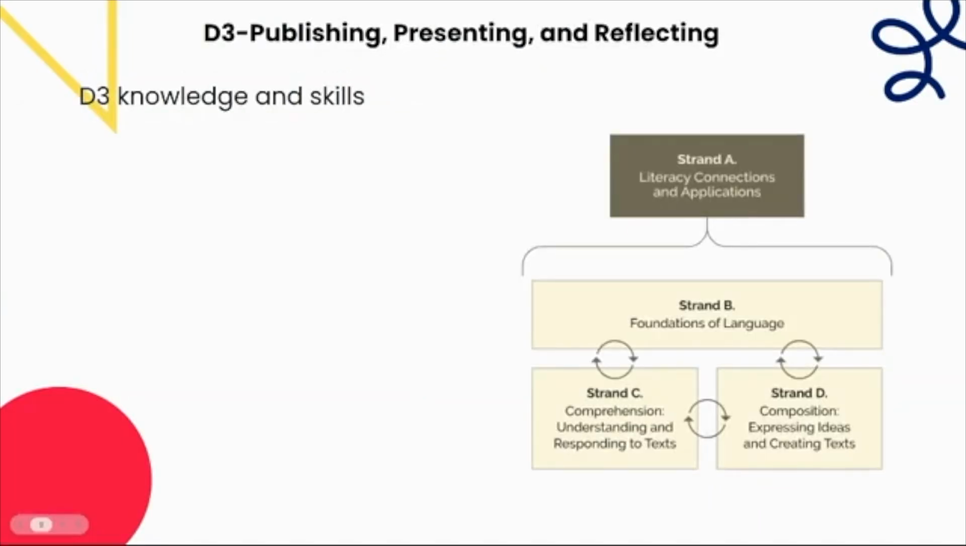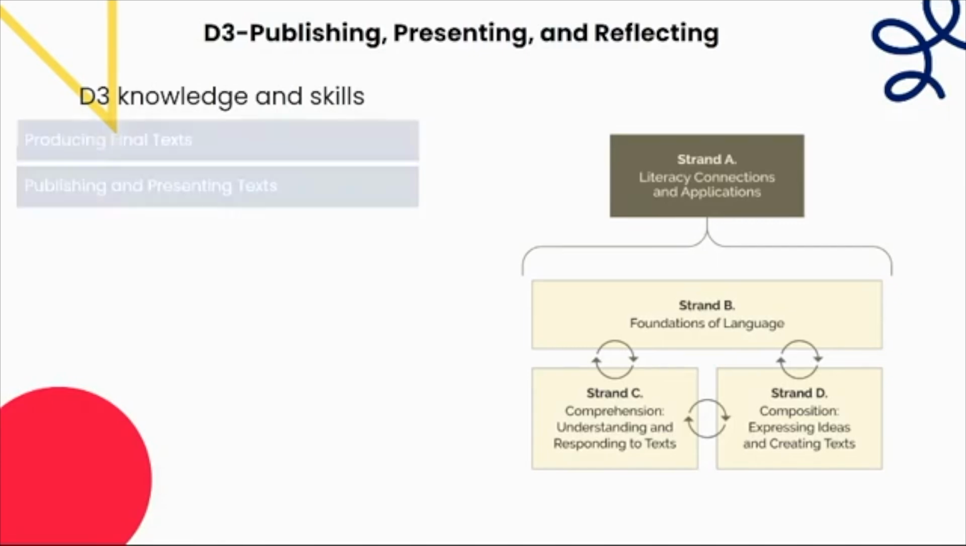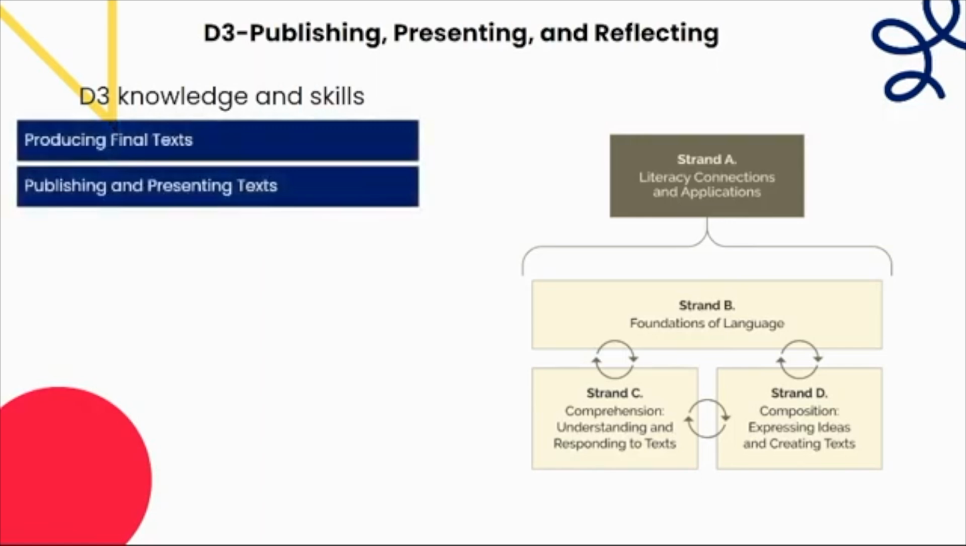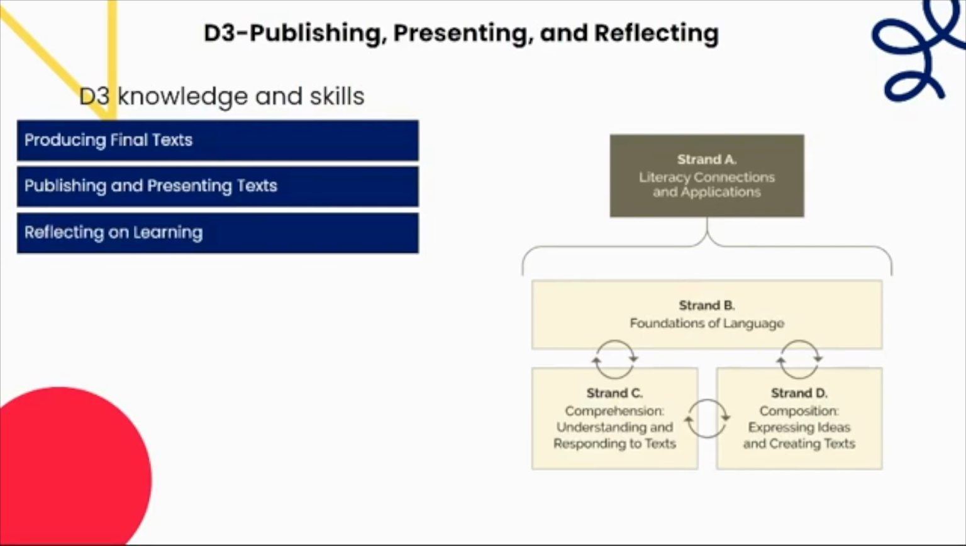And finally, overall expectation D3, publishing, presenting, and reflecting. Students will select suitable and effective media techniques and tools to produce, publish, and present final texts. They will critically analyze how well the texts address various topics by reflecting on their learning and identifying, describing, and comparing a variety of strategies they found helpful in presenting and communicating their message.